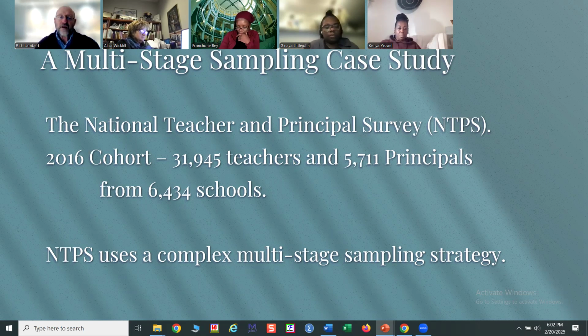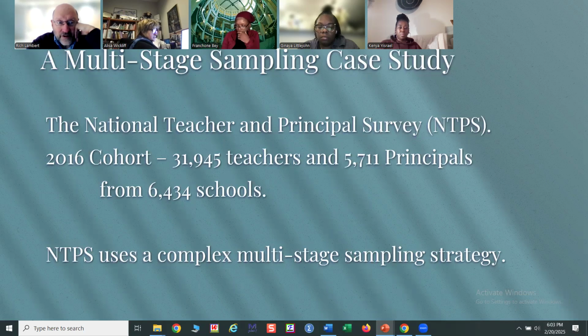That particular cohort, it was pre-COVID, of course, includes 31,945 teachers. It's a big sample, but remember what we're trying to do. We're trying to represent the entire nation. And there are 5,711 principals, and all those folks came from 6,434 schools.